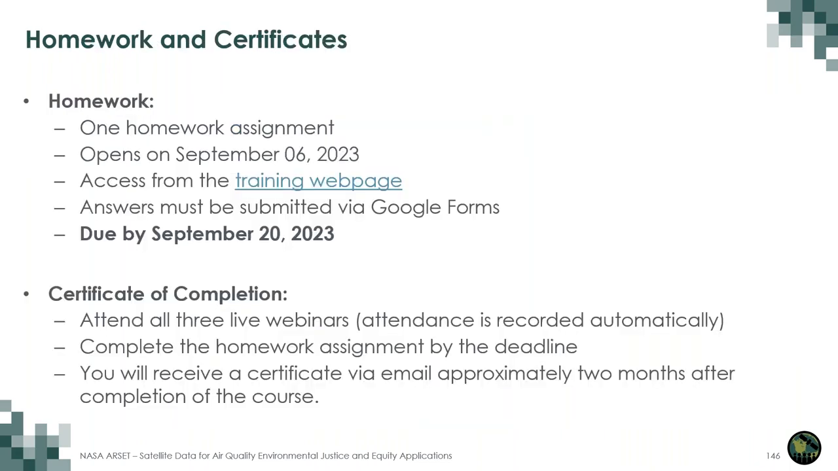I want to emphasize, though, that signing up for the HACAST forum is purely optional. It is not tied to the required homework needed to get a certificate for participating in this course. That homework assignment will be posted to the training webpage on the day of the final part of the training, September 6th, and will be due 2 weeks later on September 20th. To get a certificate of completion for this course, you need to attend all three webinars and complete the homework assignment before the deadline. If you do that, you will receive a certificate via email about 2 months later.